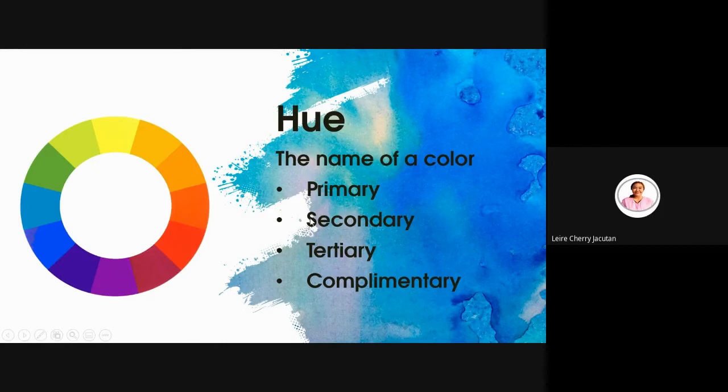Now, tertiary colors or intermediate colors are produced when you combine primary and secondary, such as this. Yellow and orange becomes yellow-orange. Red and orange becomes red-orange. Red and violet becomes red-violet. Violet and blue becomes blue-violet. Blue and green, blue-green. Green and yellow, yellow-green. So forth and so on. So, yan yung mga tinatawag natin na tertiary colors.